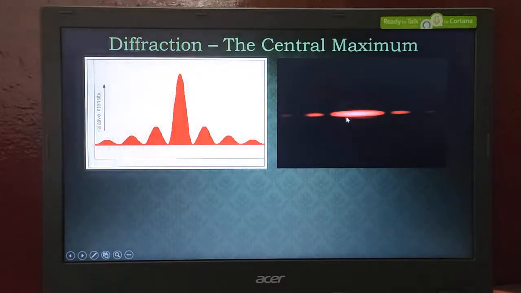This is our central maximum bright fringe. This is first order bright fringe. This is also first order bright fringe, and this is our second order bright fringe. Okay, this is second order bright fringe, first order bright fringe.